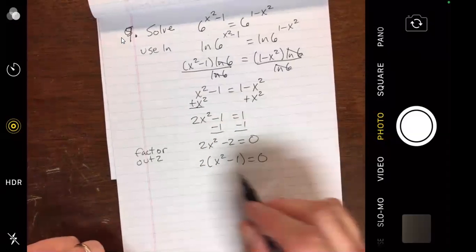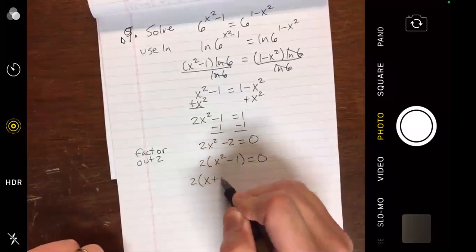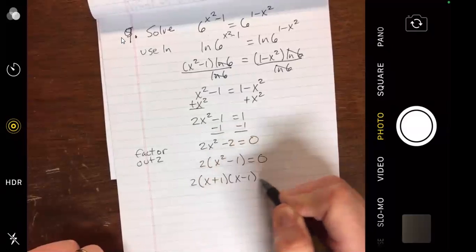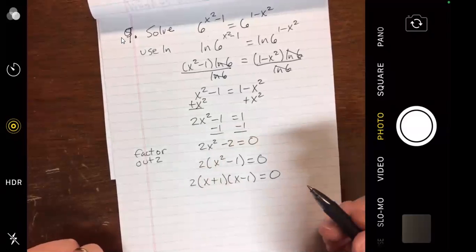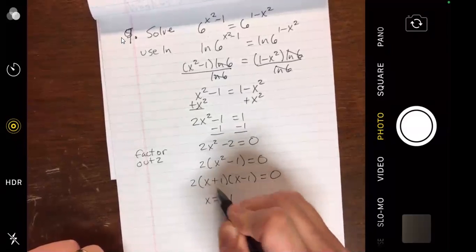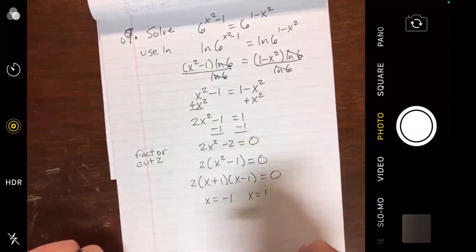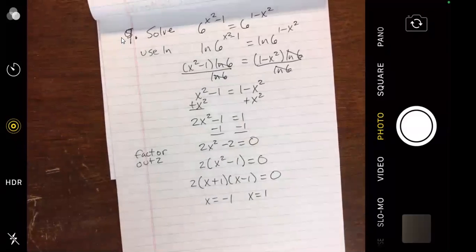And I hope everybody recognizes your factoring pattern here. x plus 1, x minus 1. Difference of squares. Getting x equals -1 for this one, and x equals 1. Remember, you switch the signs on the factoring. So you wind up with 2 answers on something like that.